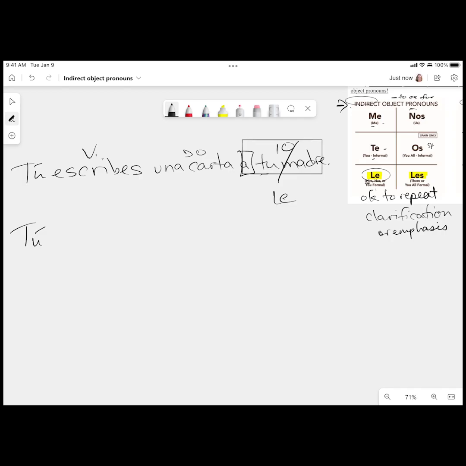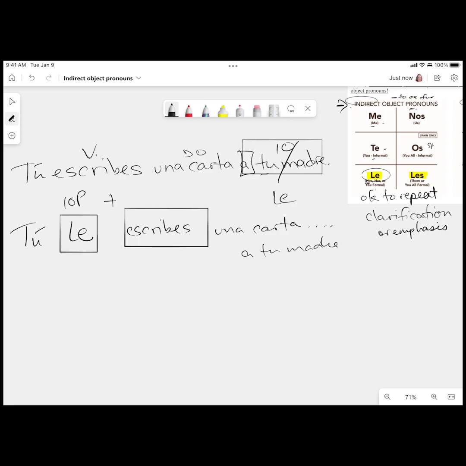Okay, let's rewrite that sentence. To... indirect object pronoun should go here, "le," then my conjugated verb, "escribes," "una carta." Can we repeat "a tu madre"? Yes, for clarification or emphasis, it is actually still correct to repeat it, even though we've already replaced it with an indirect object pronoun. So you, to her, you write a letter to your mother. Again, be careful not to put "te," like "tú te escribes," you write the letter to yourself. That is not what the end of the sentence says. It says to your mother, using that possessive adjective, so be very careful.